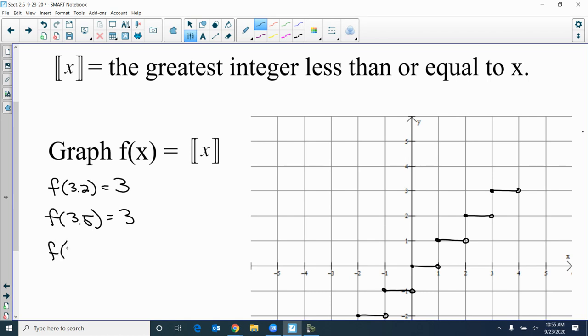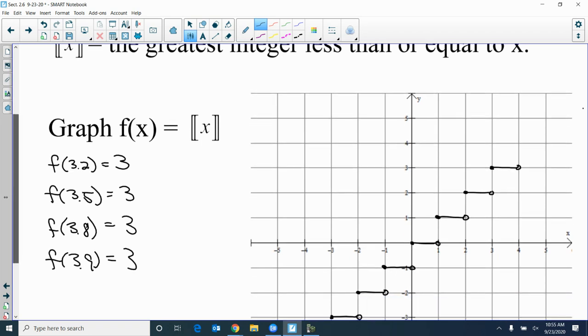Okay, and now you got to watch because you have a tendency to want to round. We're not rounding. What is the integer less than 3.8? 3. But now what happens is I get to 3.9, it's still 3. 3.99 is still 3, but what about f of 4? What is the integer less than or equal to 4? It is 4. So that's why it jumps. So basically it goes here, and then once it gets to 4, it jumps up to the next one here.